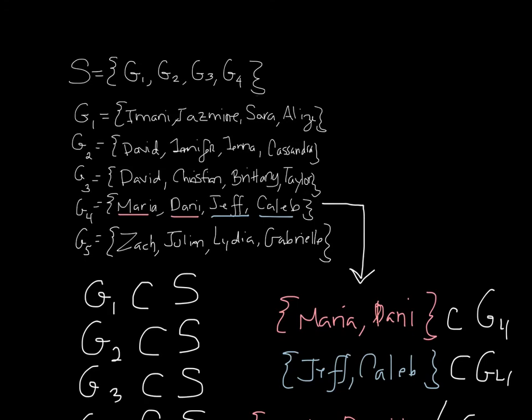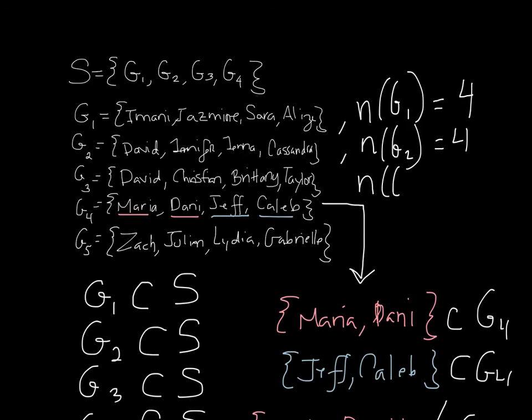Ooh. Okay, one last thing, I promise. There's cardinality. The cardinality of G1 is 4, right? There are 4 members in that group. The cardinality of G2 is also 4. The cardinality of G3 is 4, right? And so on. They're all the same. Each group had 4 members.